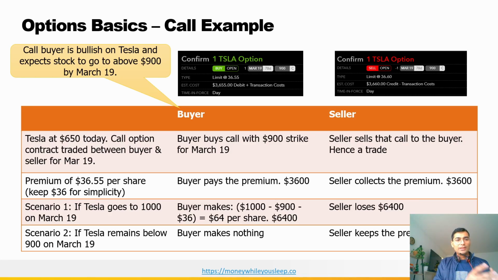Now let's look at the other example where Tesla remains below 900 on March 19th. So guess what, guys? If Tesla remains below 900, this bet is not going to execute, or this contract is not going to execute, because the buyer was bullish on Tesla and he was saying, okay, it will go above 900, but it did not happen. Tesla is still below 900, right? So the buyer is not going to make anything. He is going to lose this bet, and the seller will keep the premium of $3,600. Make sense, guys? Exactly like an insurance company, right?